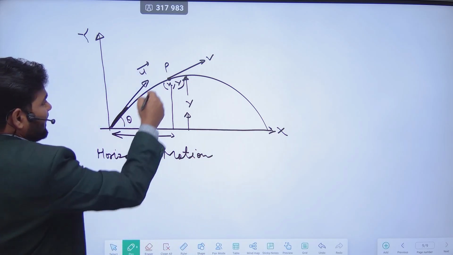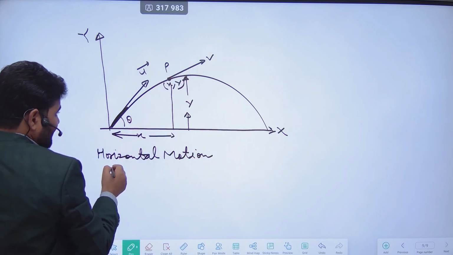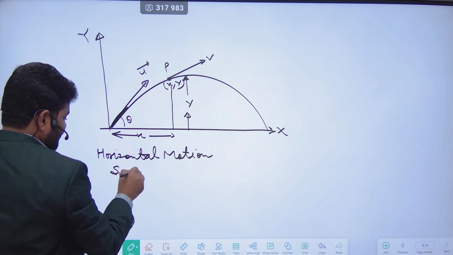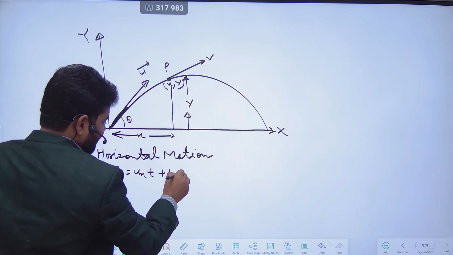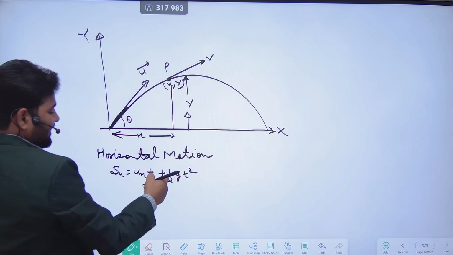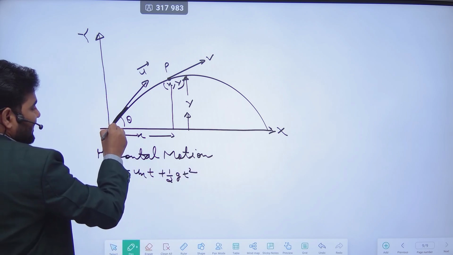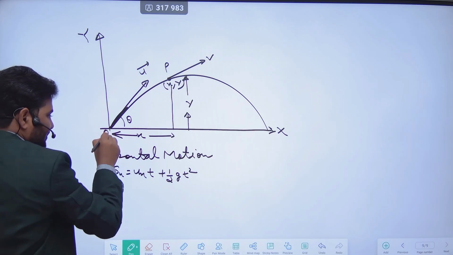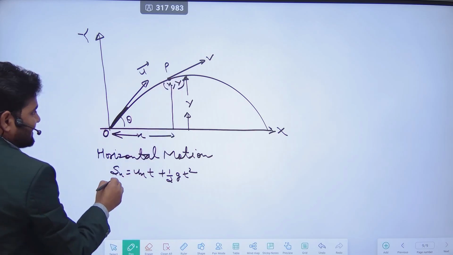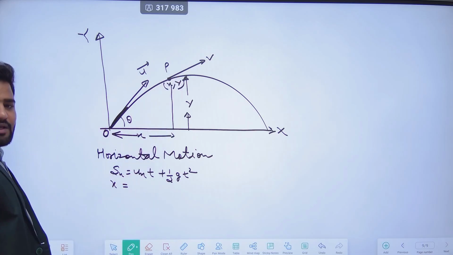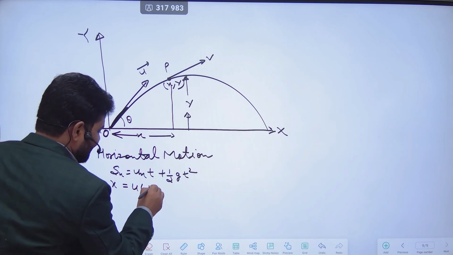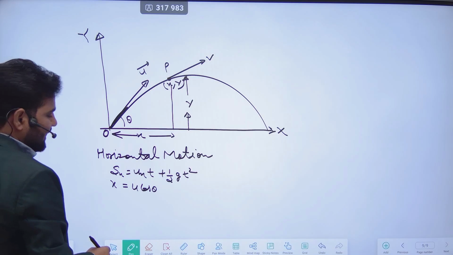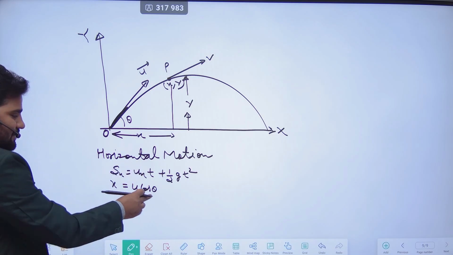If we are talking about the horizontal motion, what we'll get here is Sx equal to uxt plus half of g into t square. Here t is the time taken by the projectile to reach from point O to point P. So Sx is equal to x. Ux is equal to u cos theta. Always remember, it is independent of time. It remains always constant. That is u cos theta.